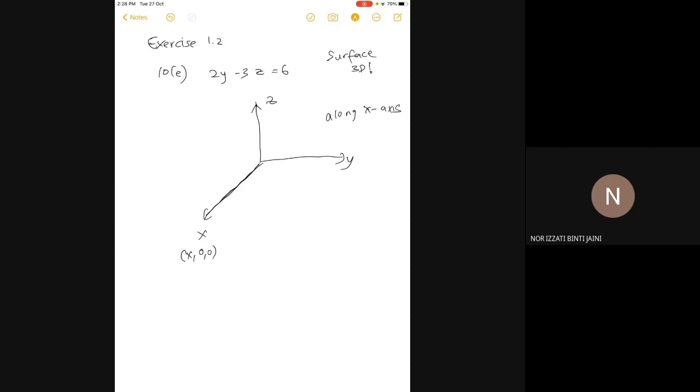Sama juga pada paksi y, x kosong, z kosong, you cuma ada value y. Ini maksudnya point pada paksi tu. So pada paksi z, point dia hanya ada value z. Okay, so kalau saya nak cari di mana dia memotong paksi y, saya jadikan z sama dengan kosong lah. So yang tinggal adalah 2y sama dengan 6. So y sama dengan 3. So dia akan memotong paksi y pada 3. Sama juga untuk z. Okay, saya akan jadikan y sama dengan kosong. So saya akan dapat negatif 3z sama dengan 6, which is z equals to negatif 2. Negatif 2 tu kat bawah lah.